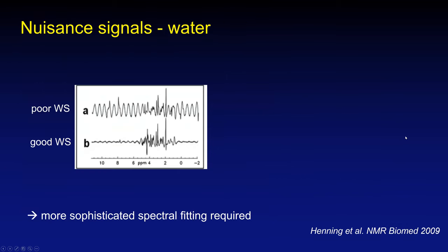Another big obstacle are nuisance signals. First of all, there's the water suppression. If you have a poor water suppression and perform a first order correction of the error that you have with this kind of acquisition, then you get such a wavy baseline. And if you have good water suppression, it gets substantially better. Here are the metabolites of interest.